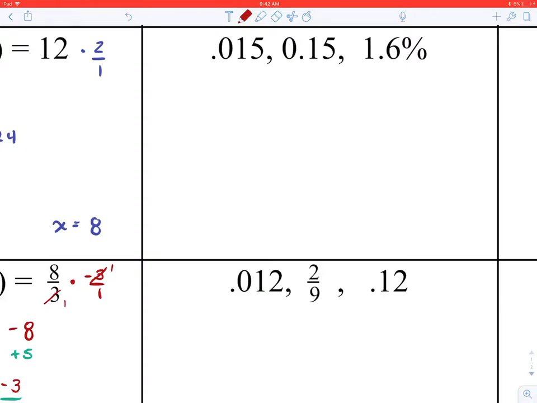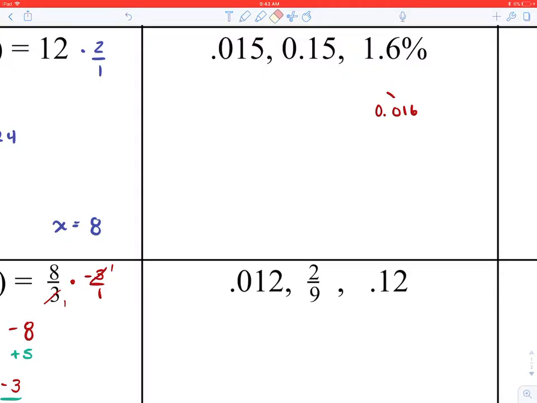0.015, that one's already a decimal. 0.15, also already a decimal. So we just need to convert 1.6% into a decimal by taking the current decimal and moving it over 2 places to the left. And fill in any spots with zeros that don't have a number already there. So then 1.6%, or 1 6/10%, turns into 0 and 16 thousandths.